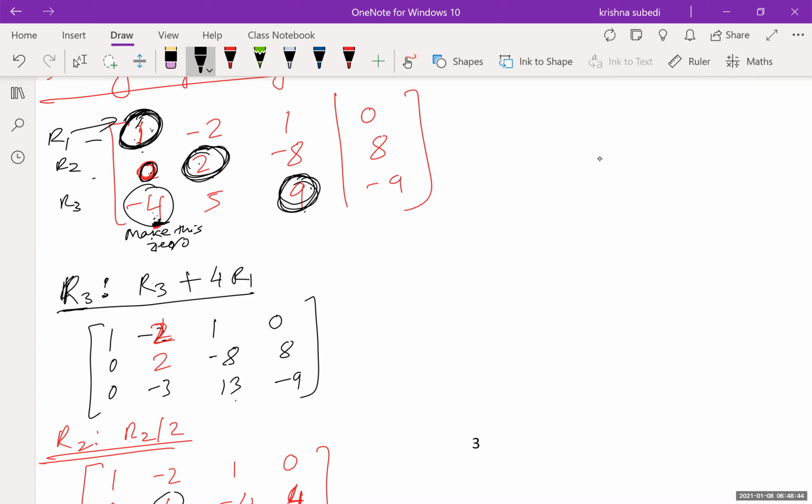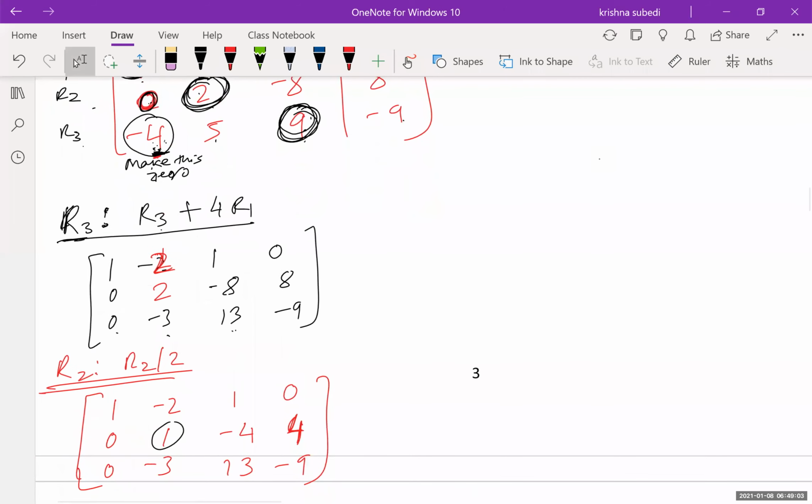Okay, in R1 do nothing, R2 do nothing. In R3, that's what we want to make 0. So what I did is R3 plus 4R1, and that makes this guy 0, this guy -3, and this will be 13, and this will be -9. And I see that there is something common in that second row, so I just want to make life easy by taking that common out, or by dividing. So that's what I got.